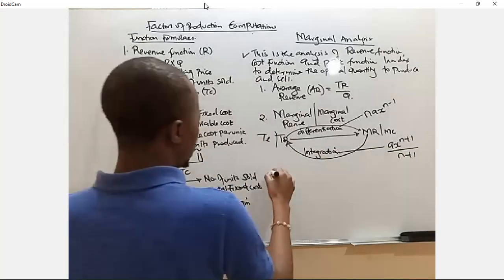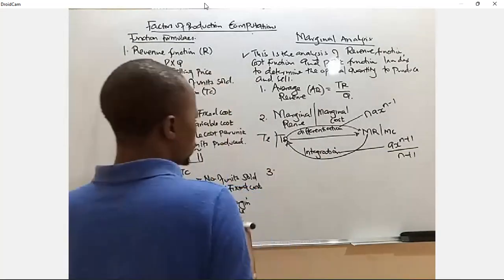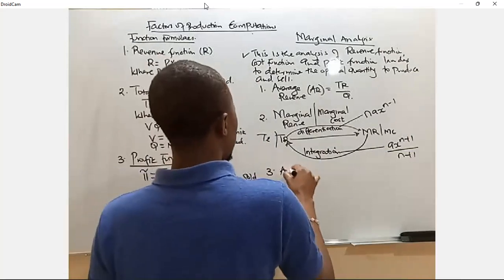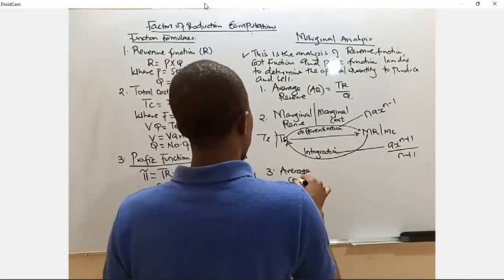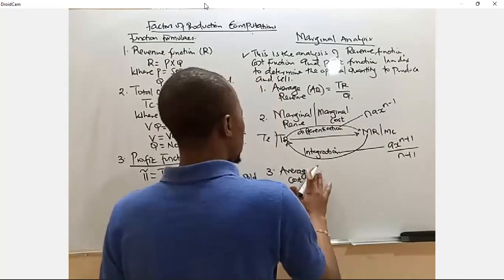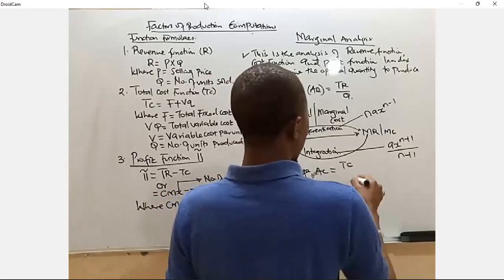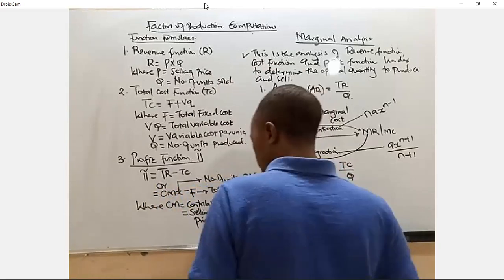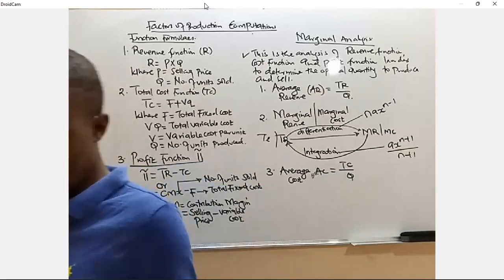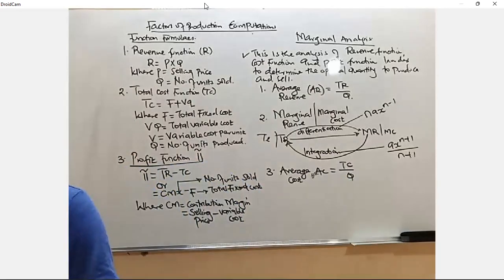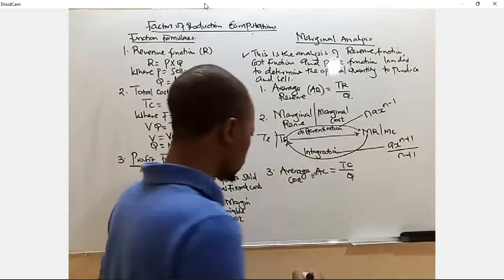Number 3 here, we need to know if an examiner is asking us to calculate the average costs. It means if I need to get the average costs, basically it is just taking my total cost function and dividing it by quantity. That is a good formula which will be able to assist us to determine whatever nature of questions we want to do.